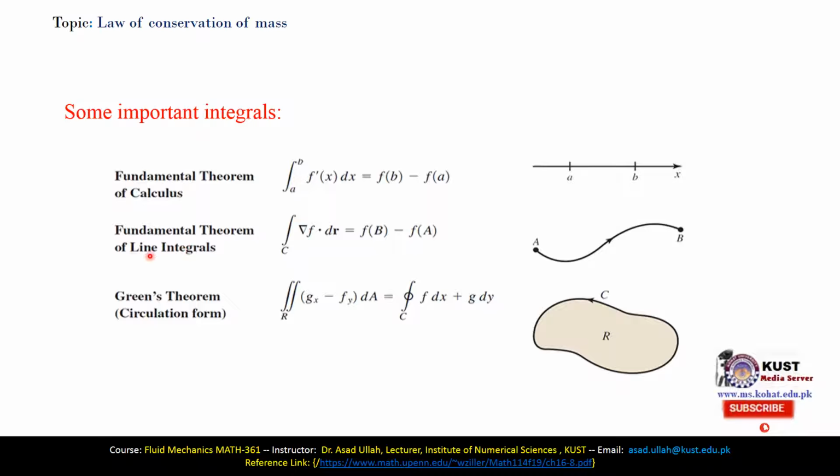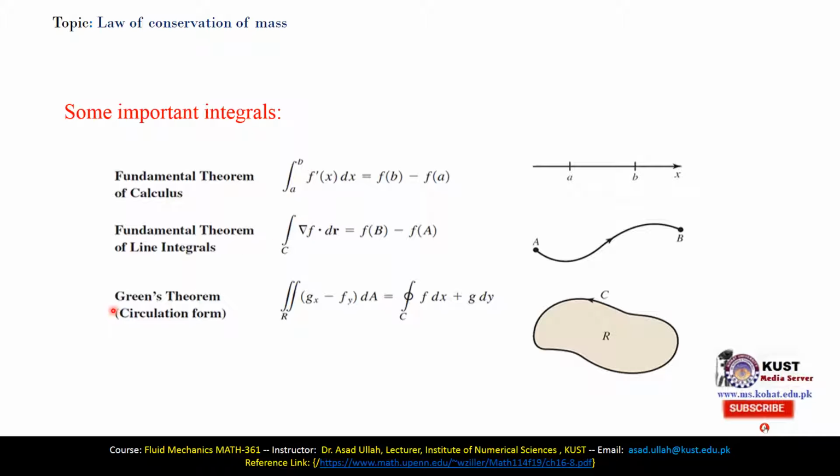Now, the fundamental theorem of line integrals, which can be used for any smooth curve. This is the point A, which is any general point, and this is any general point B. So we can integrate from A to B by using the mathematical form of the line integral.